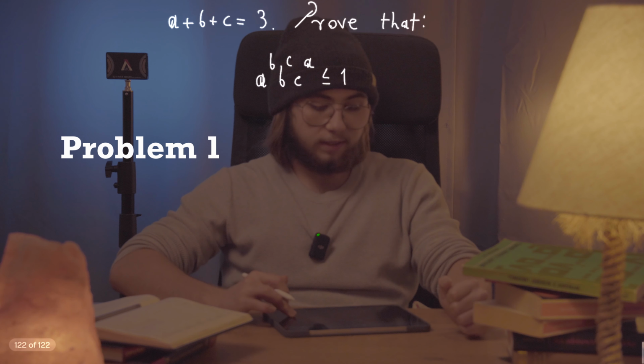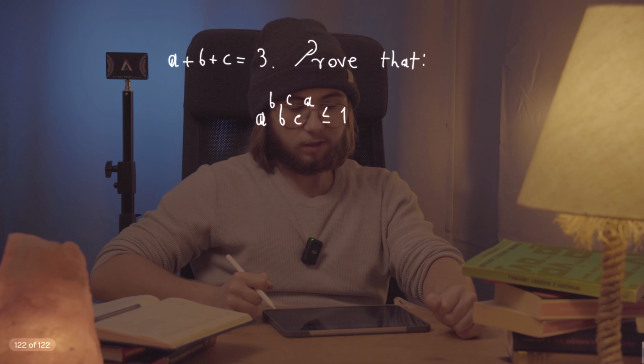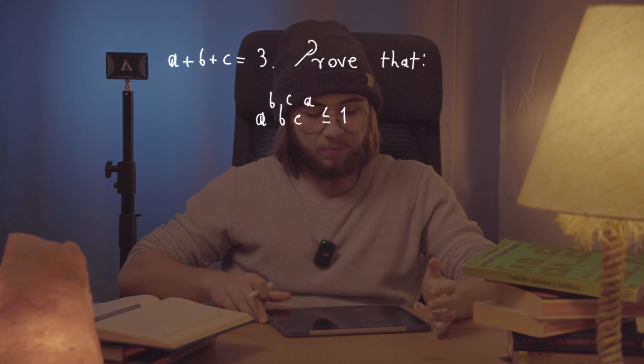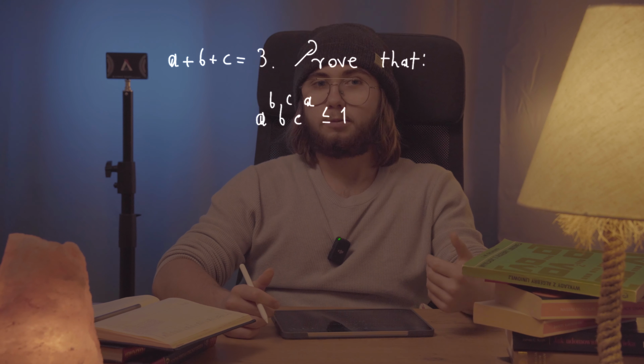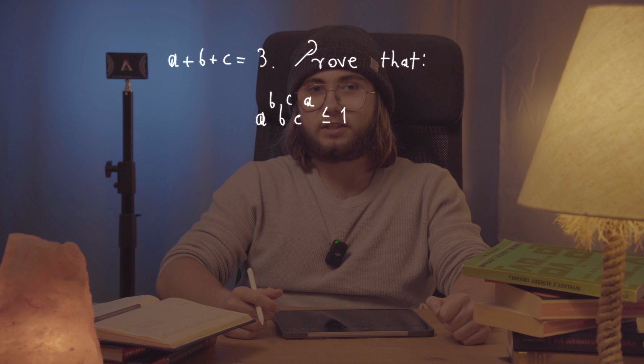Okay guys, so let's get to problem number 1. We are given 3 positive real numbers a, b and c with a sum equal to 3, and we're supposed to prove that a to the b times b to the c times c to the a is less than or equal to 1. I didn't write that they're positive real numbers, but trust me.